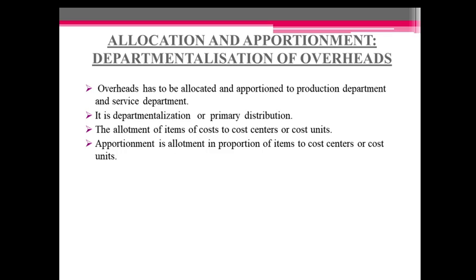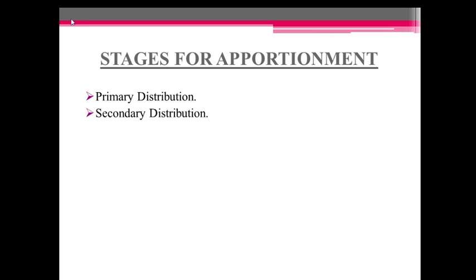Now see what is meant by apportionment. Apportionment means the allotment in proportion of items of cost to cost centers or cost units. That is nothing but apportionment. I hope you understand the departmentalization. Next, these are the stages for apportionment.